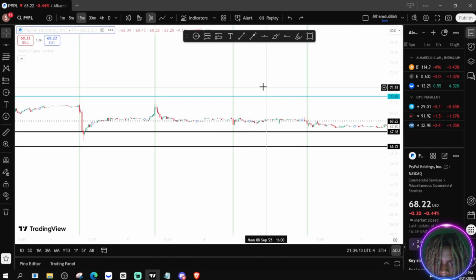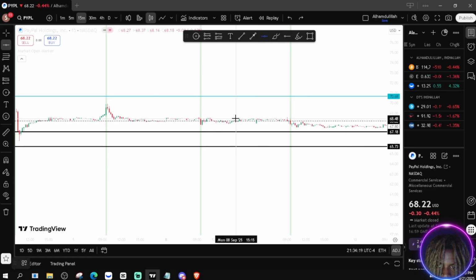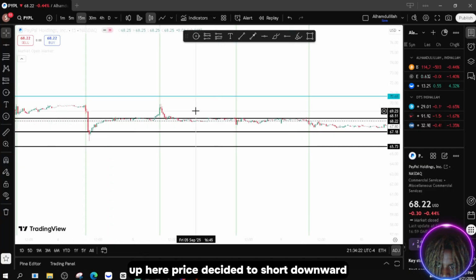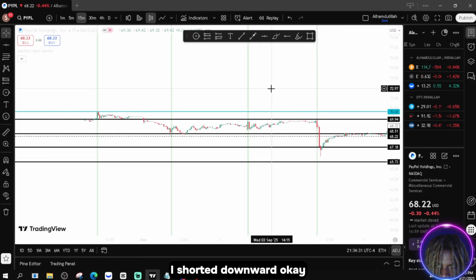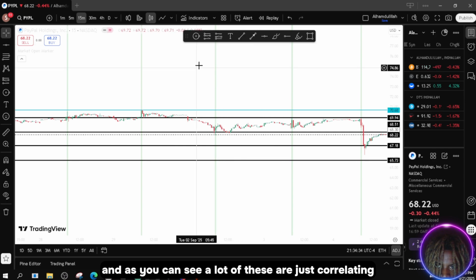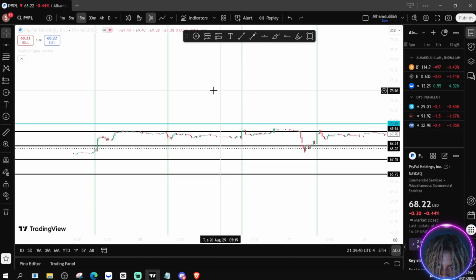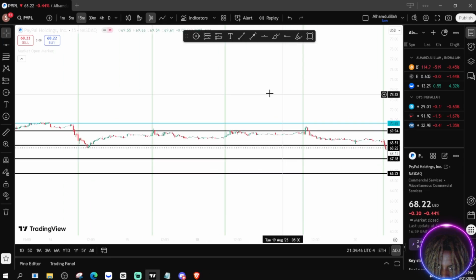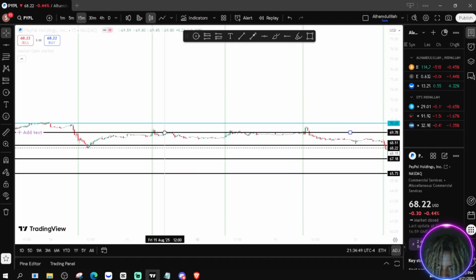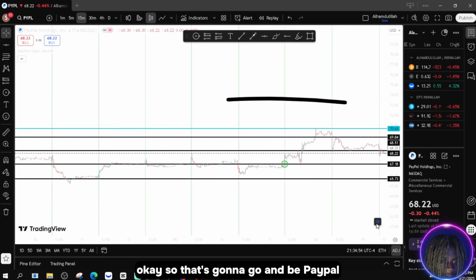You can also lock your lines too if you notice your lines moving too much. Up here, price decided to short downward. Even up here, shorted downward. And as you can see, a lot of these lines of levels are correlating with each other. A lot of these 930 levels are going to be solid. We can definitely trust a lot of these levels for sure. So that's going to be PayPal.